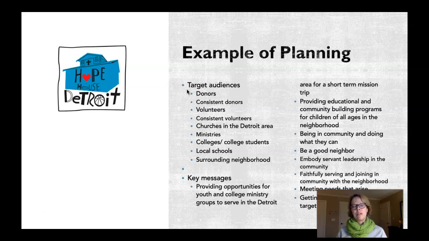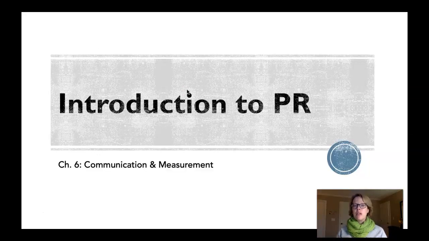East Detroit. And so the key messages that they could do would be like, hey, we have opportunities for youth and college ministry groups to serve in the Detroit area. We can partner with people who want to provide educational and community building programs for children in the neighborhood. We want people to know that we're a good neighbor and we're there to help people, those type of things. So we had these key messages that we developed for Hope House to use when they're communicating to their different audiences.